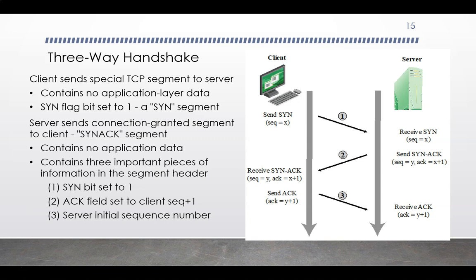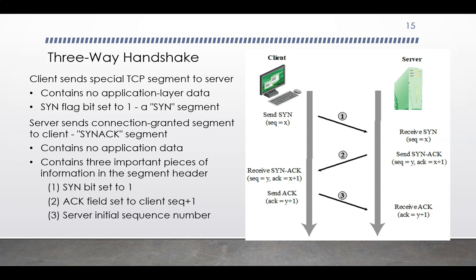So the server chooses its initial sequence number and puts it in the sequence number field of the segment header. The connection granted segment is saying, in effect, I received your SYN packet to start a connection and your initial sequence number. I agree to establish this connection. Here's my initial sequence number.